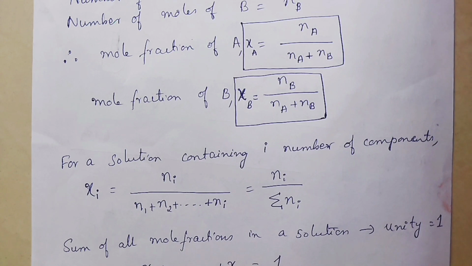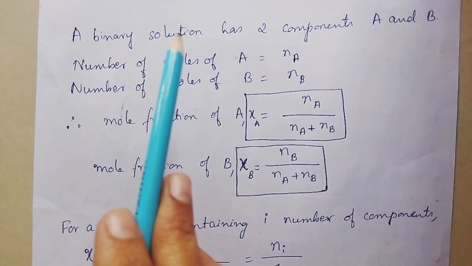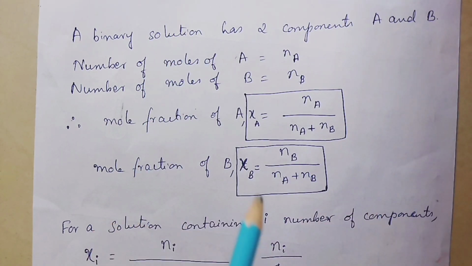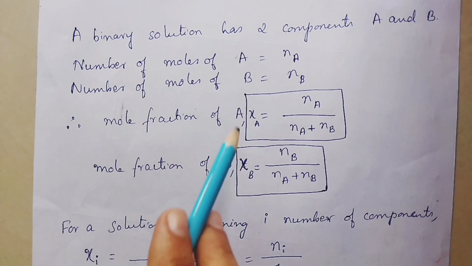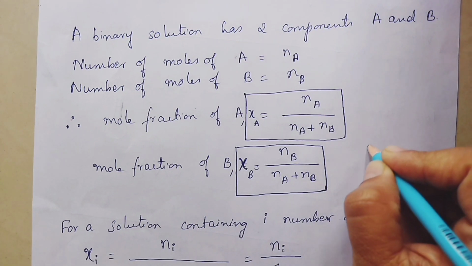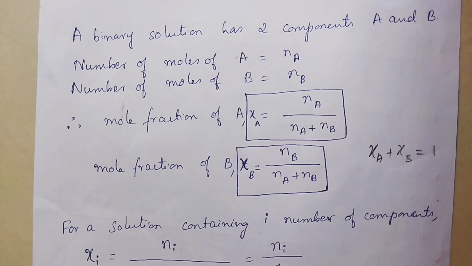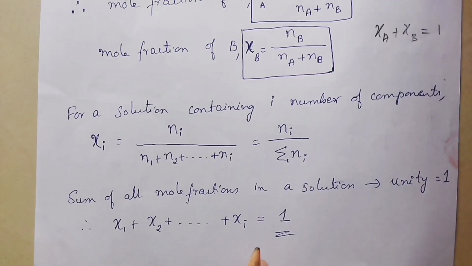Now there is one important thing which you should all remember, that is sum of all mole fractions in a solution is always unity. That means it is always equal to 1. So in this binary solution we have two components. Here two mole fractions are there. In that case the sum of these two mole fractions will be equal to 1. That means chi A plus chi B would be equal to 1.